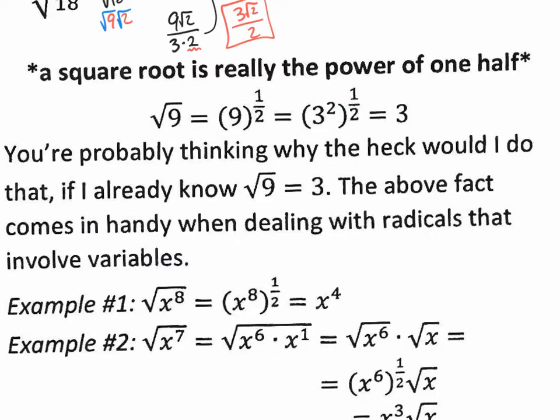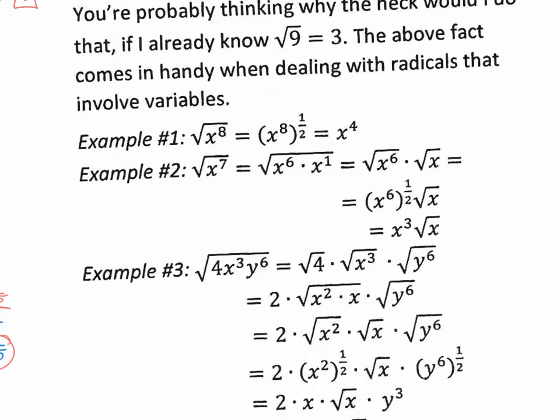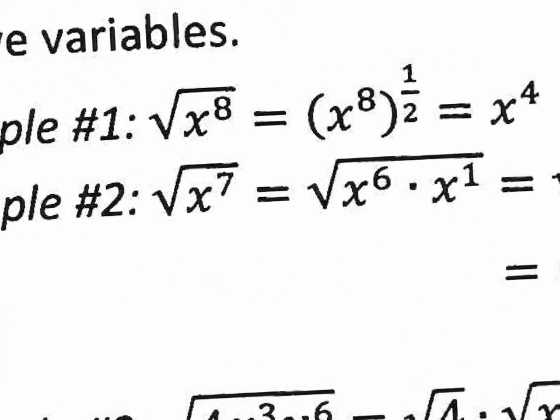2 times half is 1. So 3 to the 1 is your answer. Now, why would you want to do it this way when you already know that the square root of 9 is 3? We do it this way because it comes in handy when you have radicals that have variables. So check out example 1 right here.